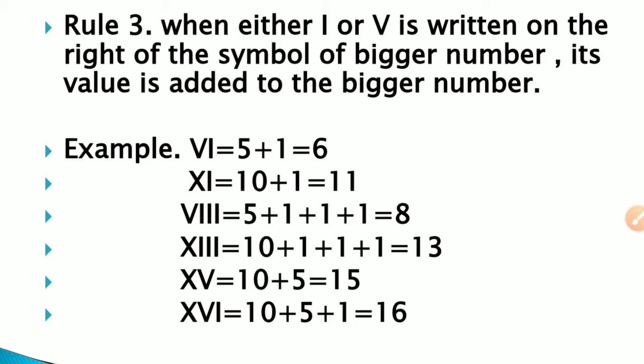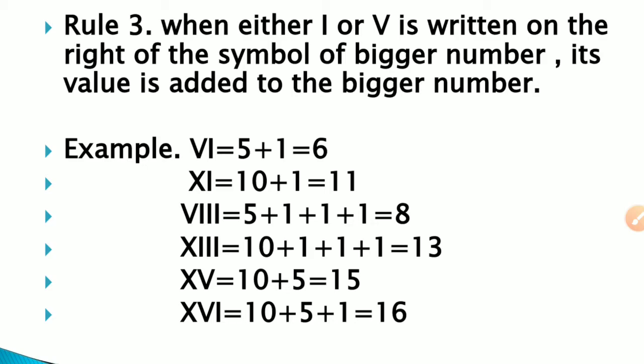Next, X and V. The value of X is 10. The value of V is 5. Now V is written on the right hand side of the bigger number. We will add the values. 10 plus 5 is equals to 15.